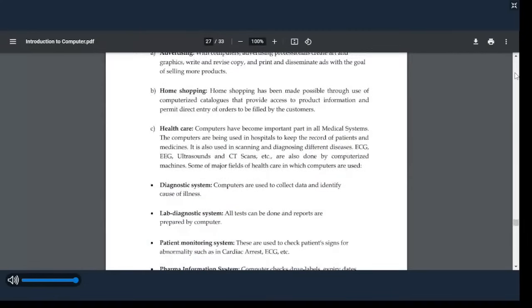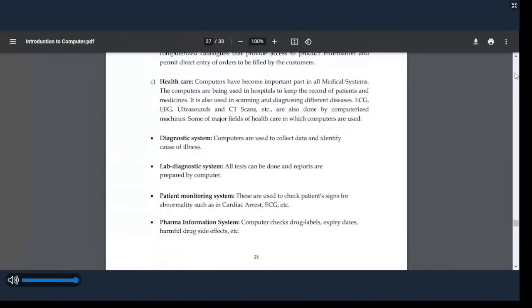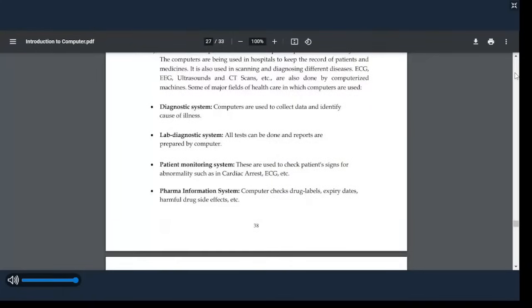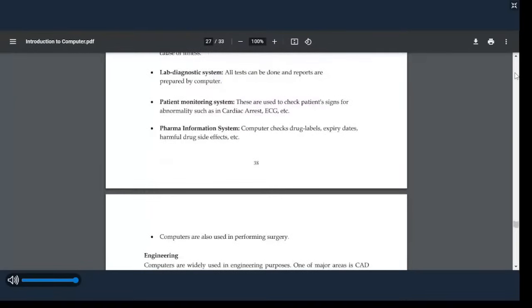Computers are used to collect data and identify causes of illnesses. In lab diagnostic systems, all tests can be done and reports are prepared by computer. Patient monitoring systems are used to check patient signs for abnormality, such as in cardiac arrest and ECG. And in pharmacy systems, computers check drug labels, expiry dates, and harmful drug side effects. So that is very important, and you need to know it is very common.